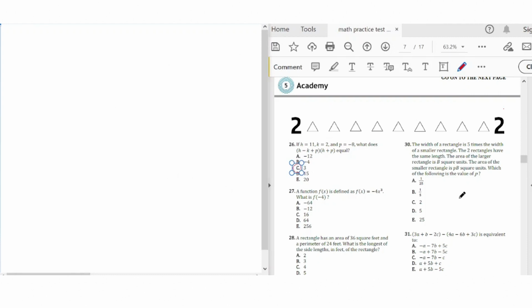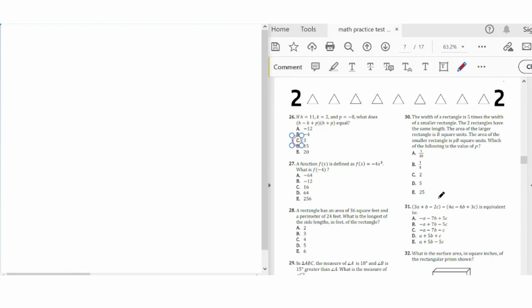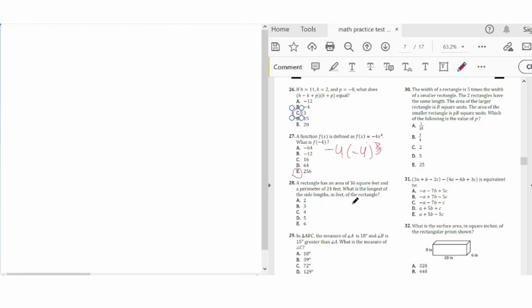Moving on to 27. A function f of x is defined as f of x equals negative 4x cubed. What is f of negative 4? All right, so we can plug negative 4 into this expression here. It's essentially the same as number 26, except we're using fancier notation here. So we can do this. You could type this into your calculator, but I will tell you that negative 4 cubed is negative 64. And negative 4 times negative 64 is 256. So 27 is E. Moving on to 28.